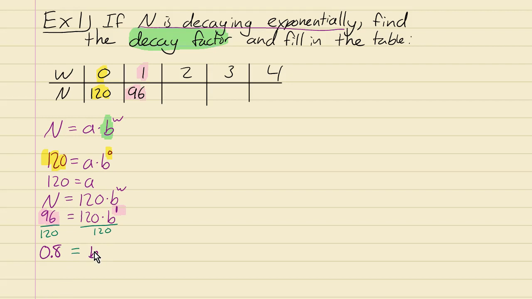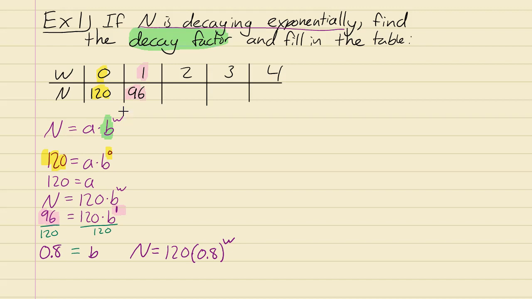By the way, this gives you the formula now. Now that you plug in your value of b and your value of a, the actual formula is n equals 120 times 0.8 to the power w. And you can check that works if you plug in 0 and 1 for w. Make sure you get the right n. You can use this to fill in the rest of the table now. But before we do that, let me show you the quicker way of doing this problem.